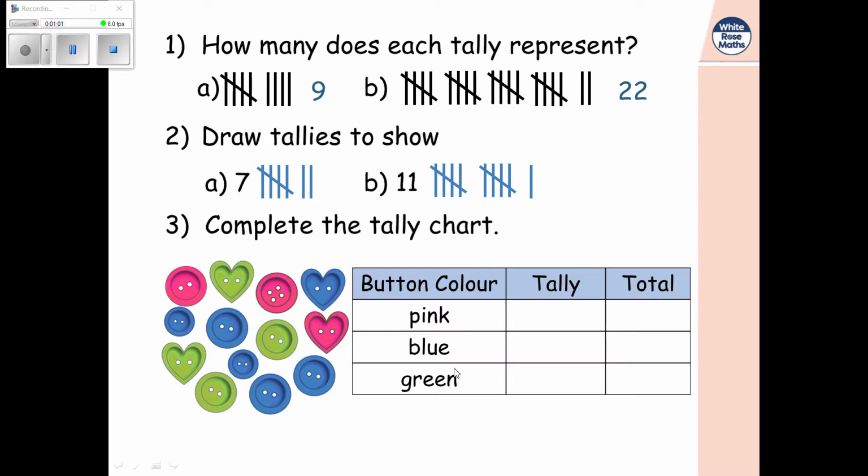Completing the pink, the blue and the green, using the tally and the total as well. So pause here to complete that. So there are 1, 2, 3 buttons, so there should be 3 in the tally and the number 3 in the total. Blue, counting carefully, 1, 2, 3, 4, 5, 6, 1, 2, 3, 4, crossing for 5 and 6, and then the number 2, and 1, 2, 3, 4 for the tally and the number here as well. Well done if you've got that at home.